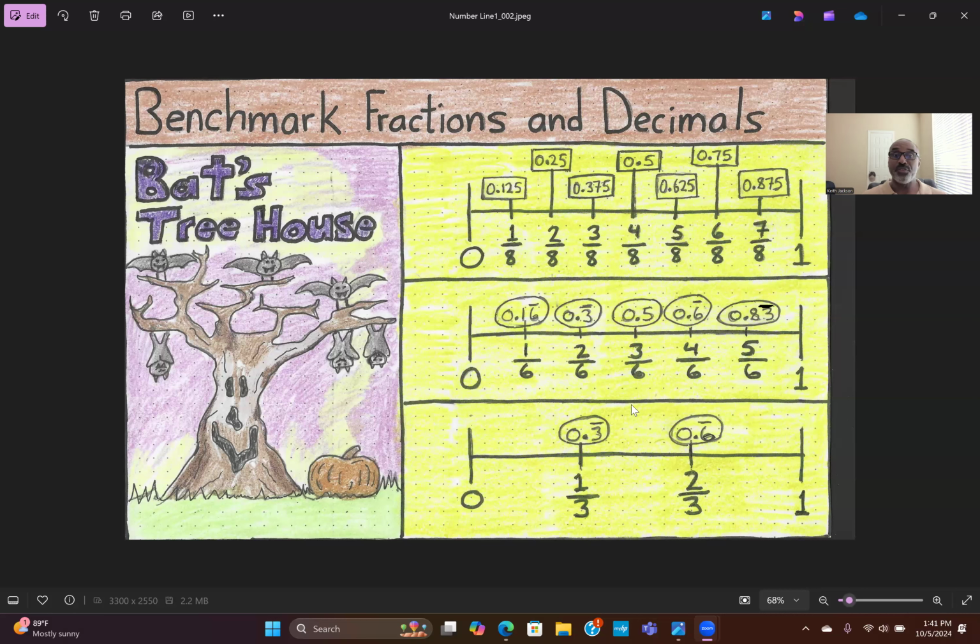Okay, if you have received a lot of information, I wouldn't blame you if you need to pause the video just to take a look at these number lines, or replay this video as many times as you need to gain a deeper understanding of benchmark fractions along with their decimal equivalents.